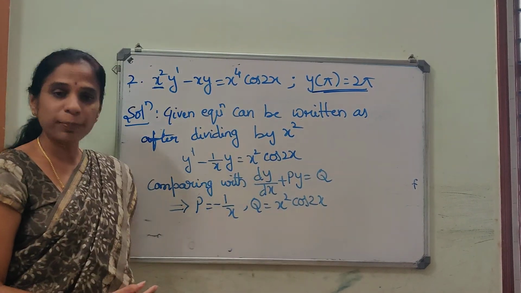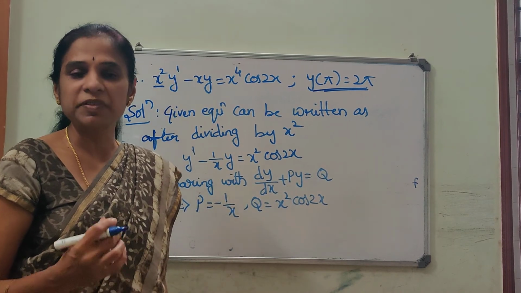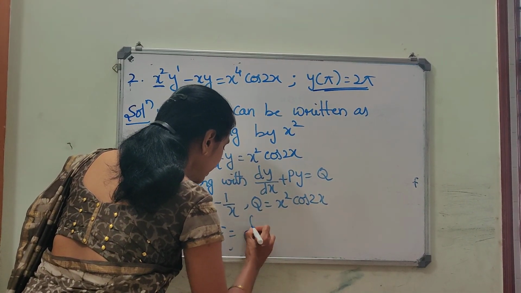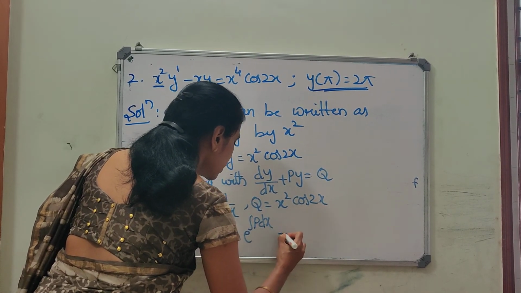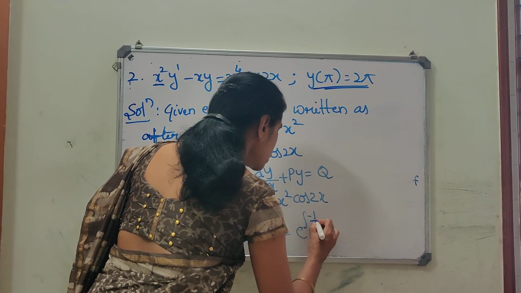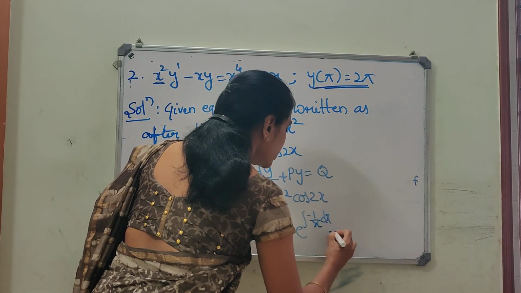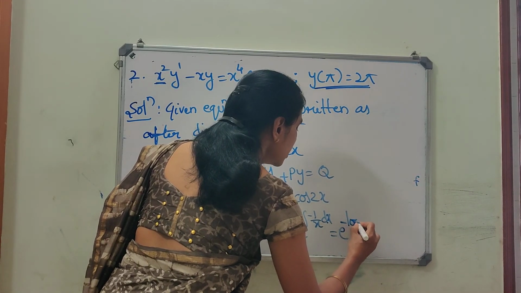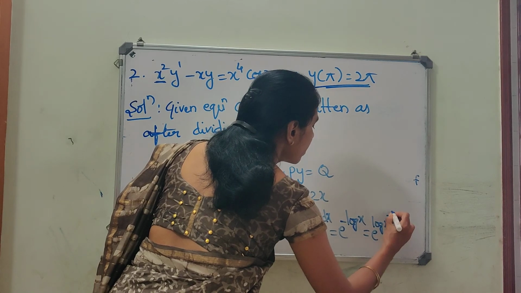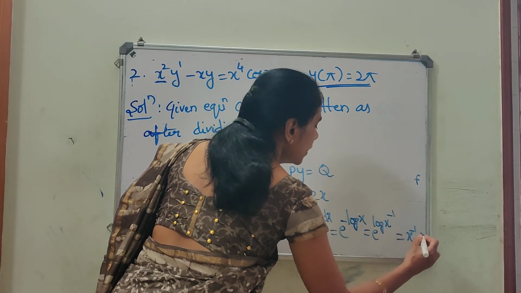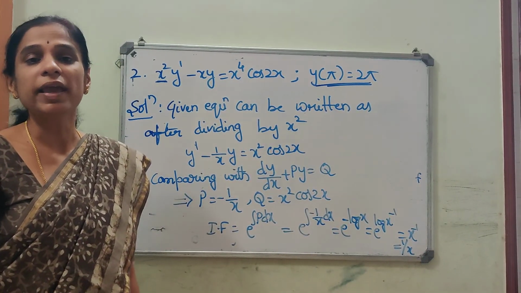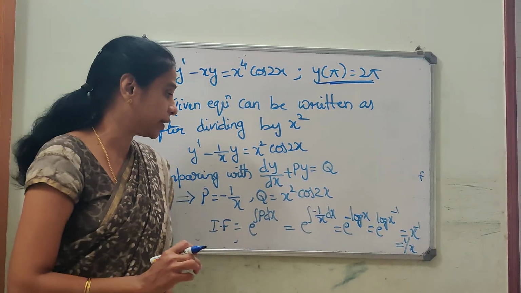So once you have p and q, the next step says that you need to find the integrating factor as e to the power integration p dx, which is equal to e to the power integration minus 1 by x dx, which is e to the power minus log x, or e to the power log x to the power minus 1. Therefore, you will be getting it as x to the power minus 1, which is nothing but 1 by x, the integrating factor.